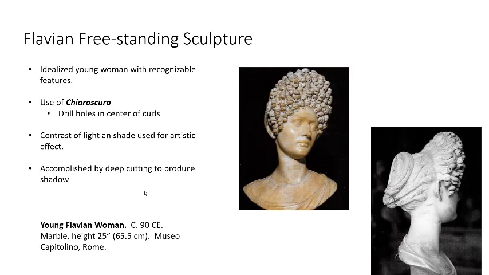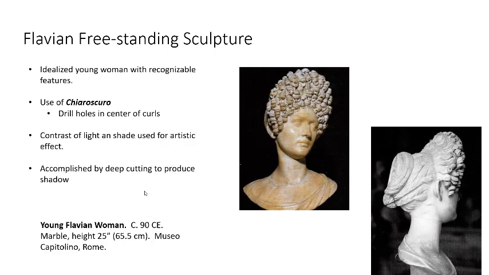So looking some more now at some freestanding sculpture in the Flavian period, right? So here we have a sculpture of a young woman made in about 90, circa the year 90 in the Common Era.